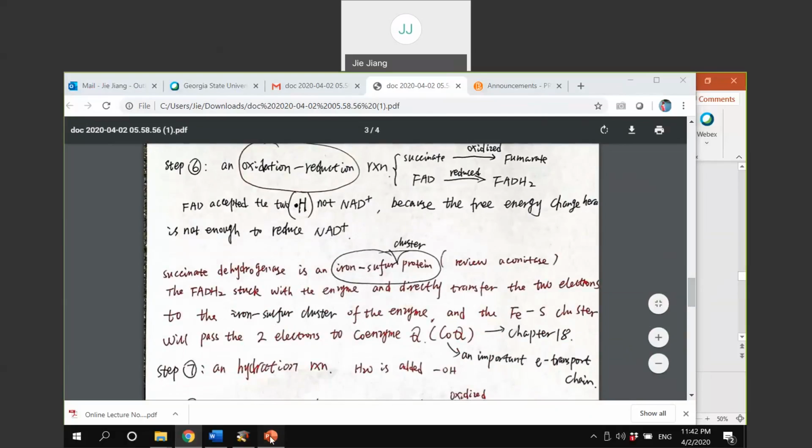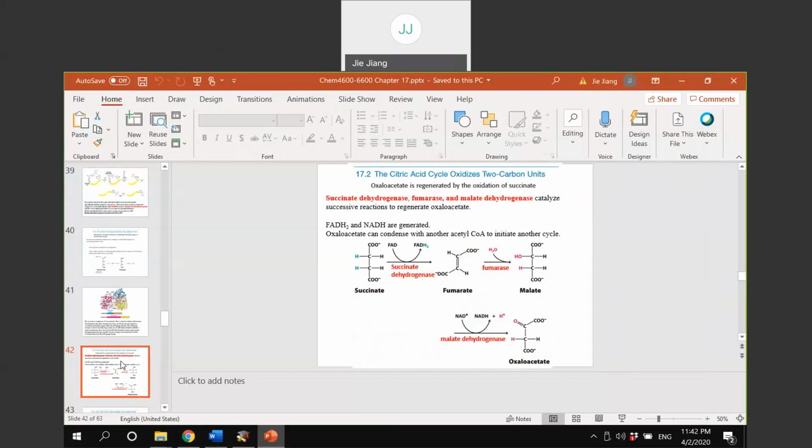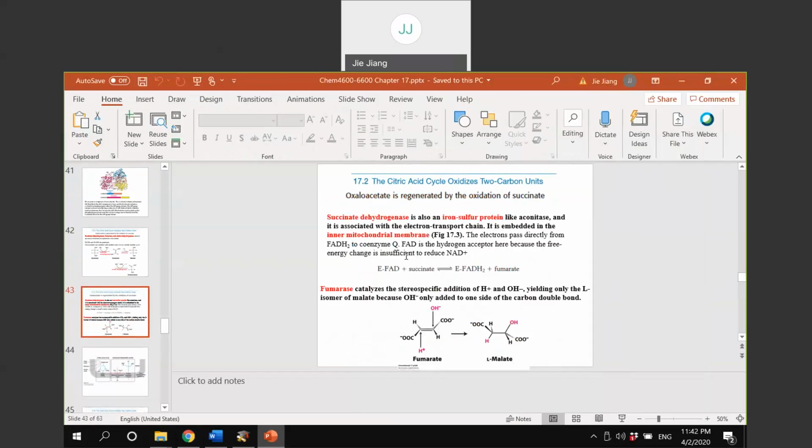That's why when the reaction occurs, you write E-FAD, meaning the enzyme is bound to the FAD. And when you produce your product, it's E-FADH2, meaning the FADH2 is still stuck with the enzyme.